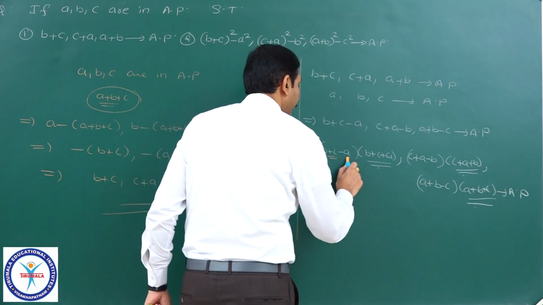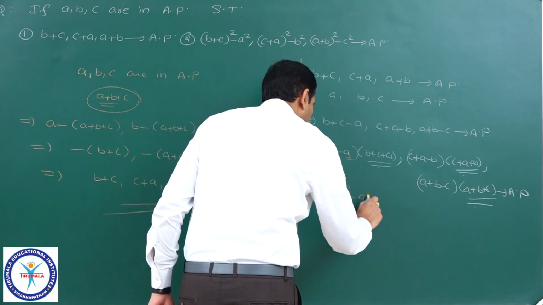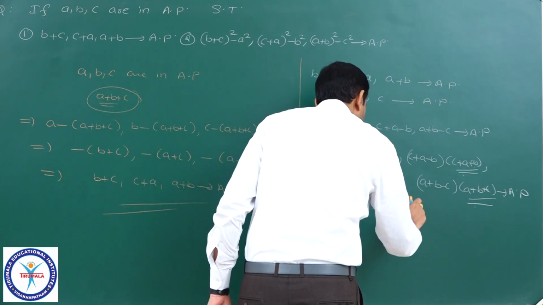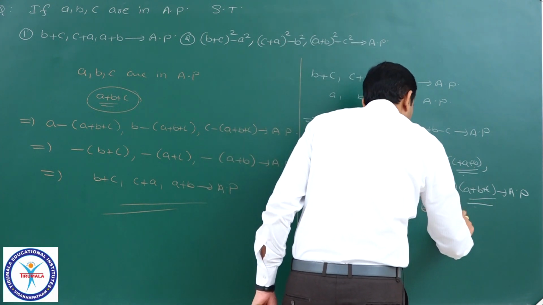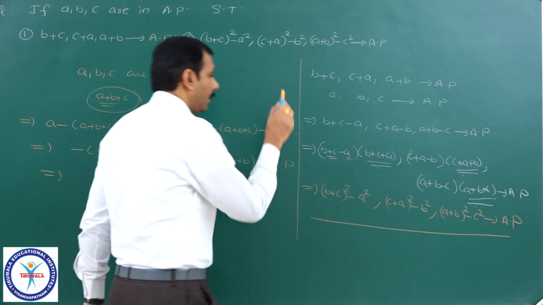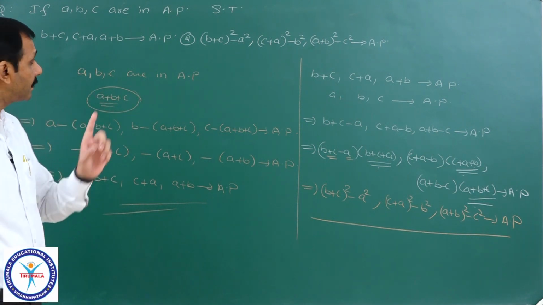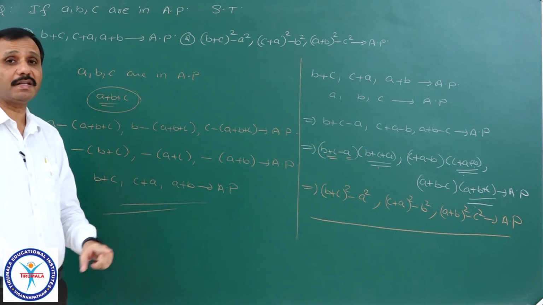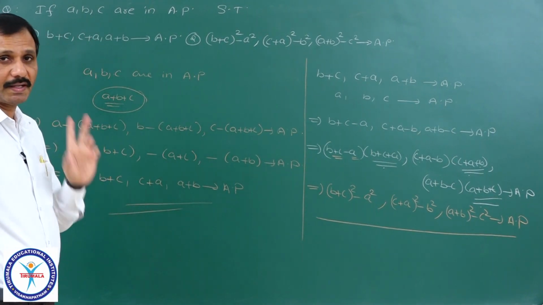Now, it is (B plus C minus A), it is (B plus C plus A). That is (B plus C) whole square minus A square, comma, it is (C plus A minus B)(C plus A plus B), (C plus A) whole square minus B square, comma, (A plus B minus C)(A plus B plus C). It is (A plus B) whole square minus C square, are also in AP. That is the result. Here you see, it is completed only based on properties. That's why I am telling you repeatedly that you must go through all the properties we have discussed before, watching this one, so that you can understand in a better way.